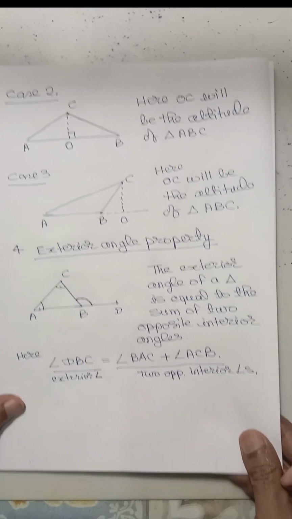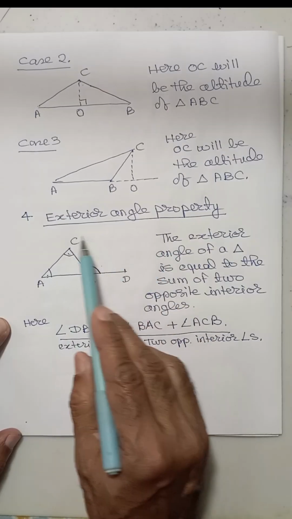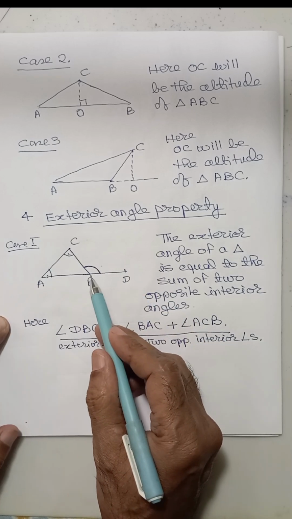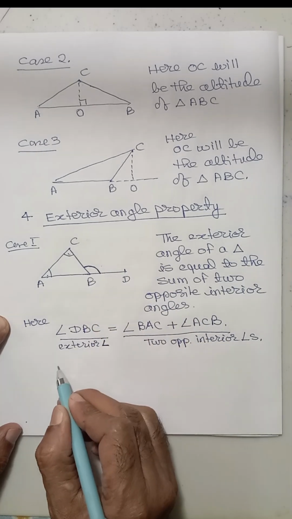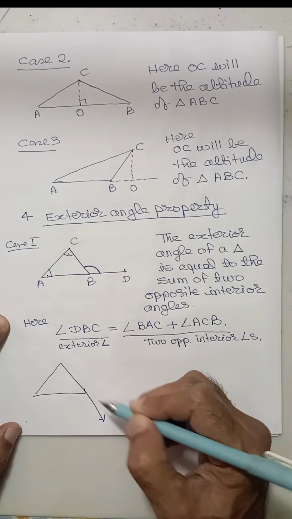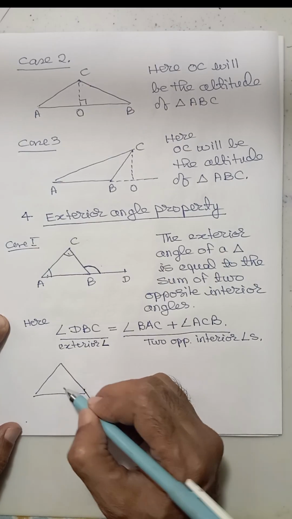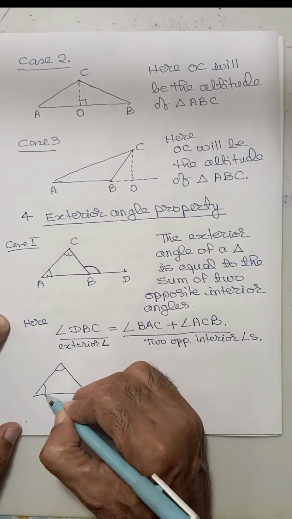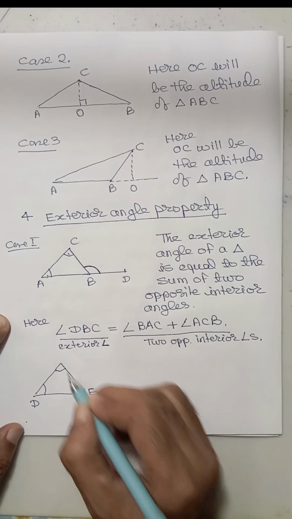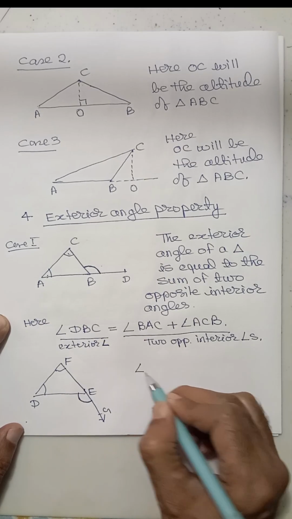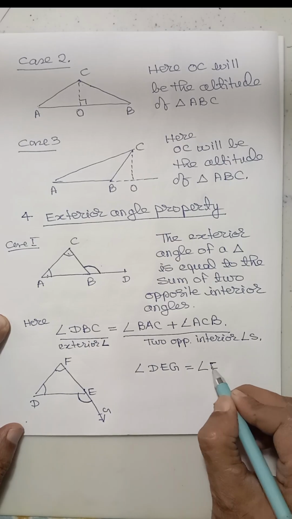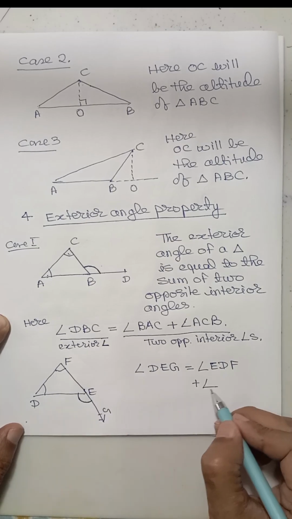Now we'll take the next case of the exterior angle property. Suppose this was case 1. Now listen carefully, from one vertex we can produce a side in 2 ways. So here also ABC is a triangle, and suppose we are producing from this side. So here an angle is formed. The opposite angles of this angle are this angle and this angle. So here also, suppose it is D, E, F, G. So here angle DEG will be equal to angle EDF plus angle DFE.